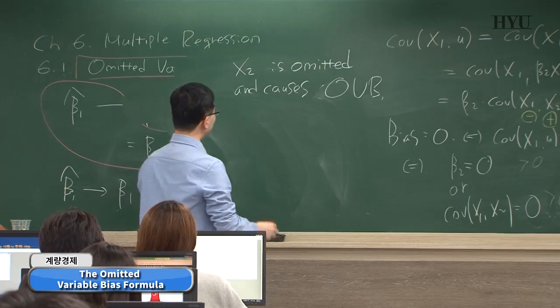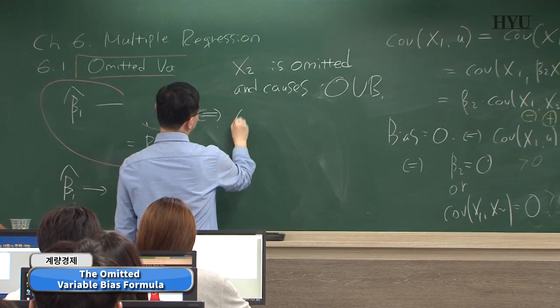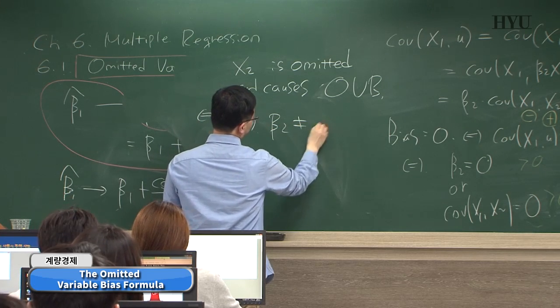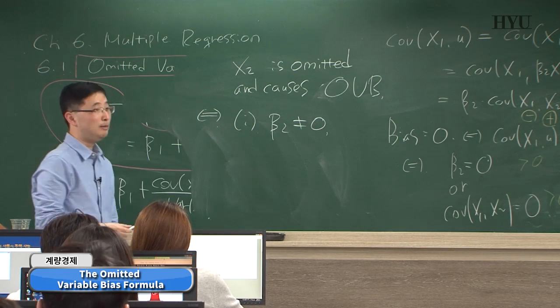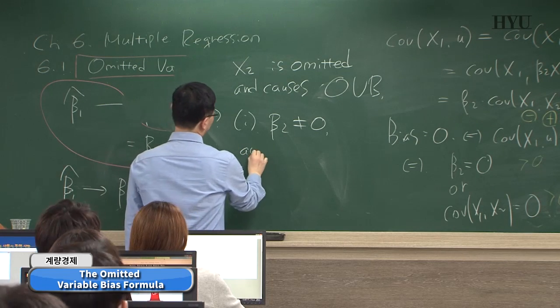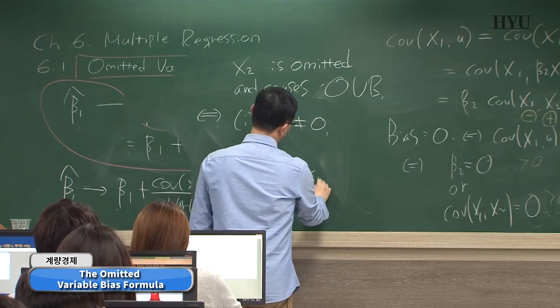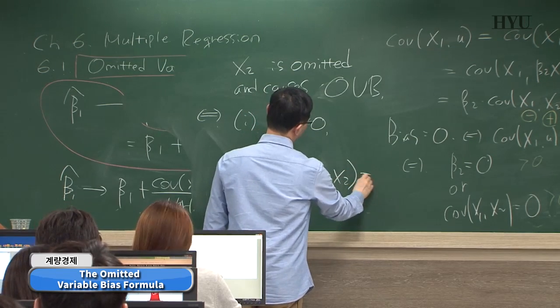So if somebody says that, you have to think about two things. First of all, beta 2 cannot be 0, and the covariance of the included variable and the excluded variable cannot be 0.